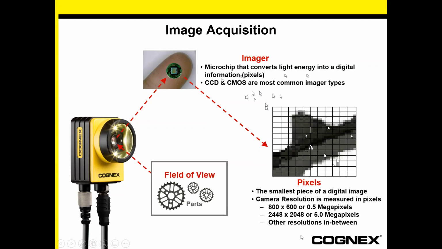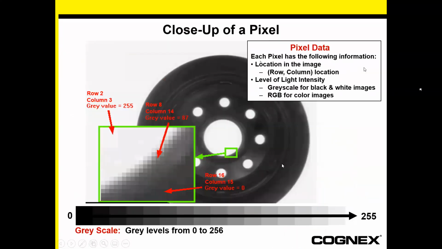There's our pixels. Cameras come in different resolutions, 800 by 600 for a 0.5 megapixel, which is fairly standard nowadays, or we go up to 5 megapixels. Recently, I think we've released in this smart camera range 12 megapixel type cameras. So close up of a pixel. Each pixel has the following information in the image. It has a row, a column, or an X and Y, and a level of light intensity.